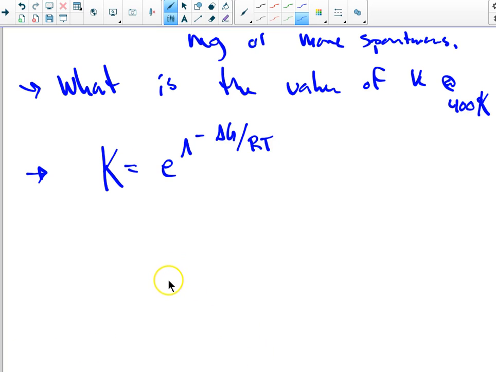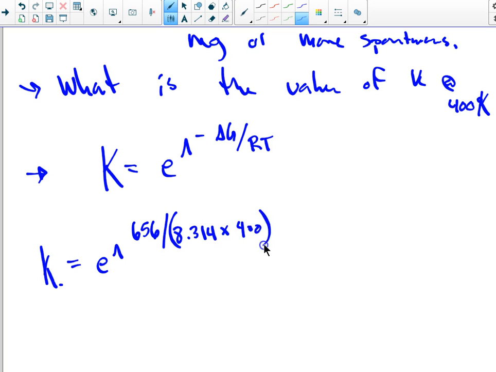All right. Did it work? Okay. So K will be equal to e raised to negative. So can I just write it positive? Is that okay? And we said it was 656. Is that what we have? Okay. Over RT, 8.3145, and 400. We end up with 1.21, 1.22.